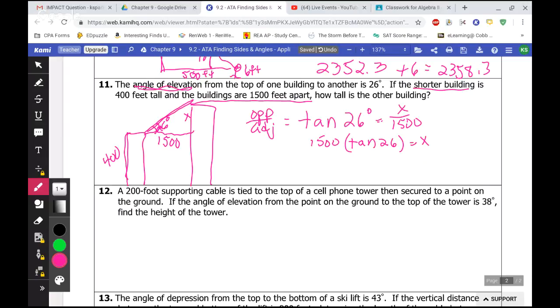731.6. Yeah, that's what I got too. So now we need to add, I won't mess this up this time, the 400 back in to find the total height of the building. And that would be 1131.6 feet is how tall this building is.